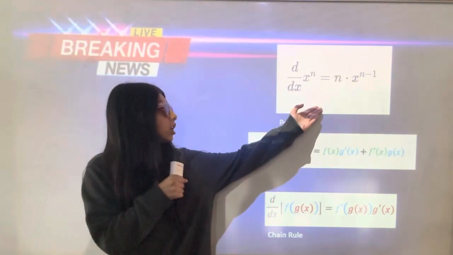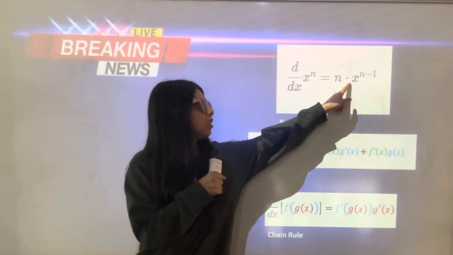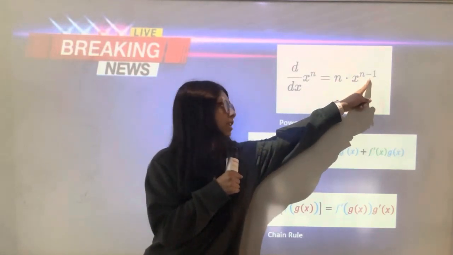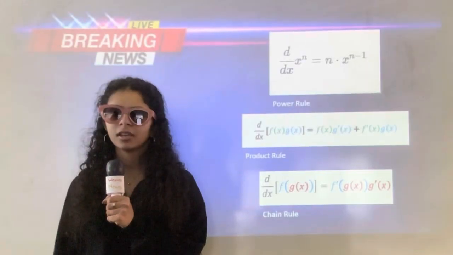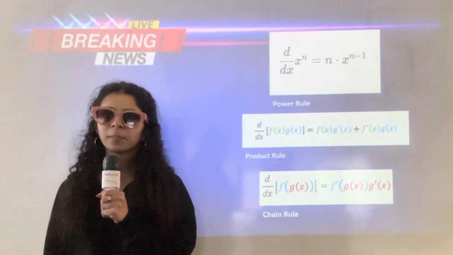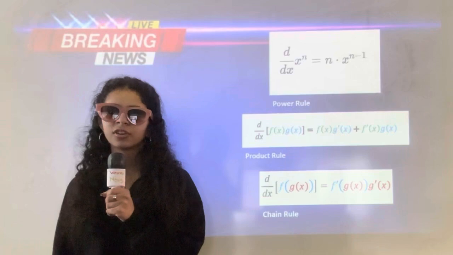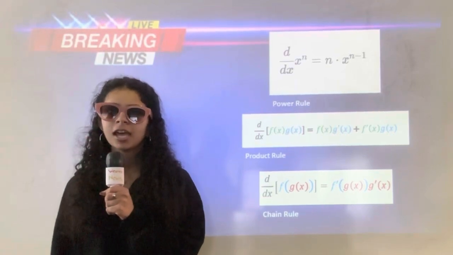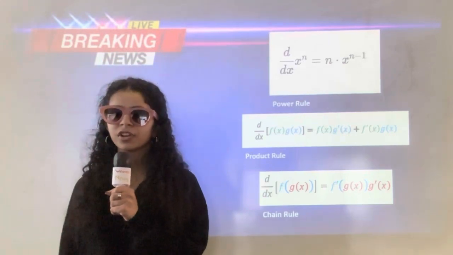As you can see here, the power rule: you multiply the exponent in the front by the constant of x and subtract 1 from the exponent. Another method is product rule, which says the derivative of a product of two functions is the first function times the derivative of the second function added to the second function times the derivative of the first function.